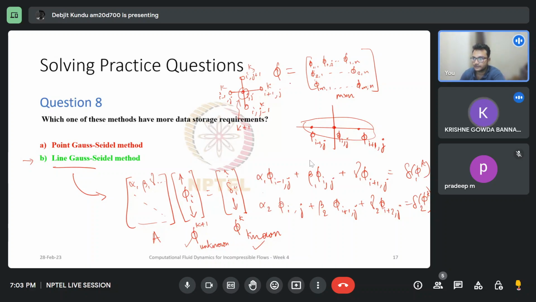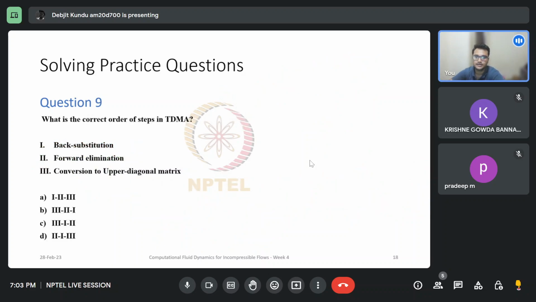Here only one matrix is enough. Here actually two matrices are required. Okay, sir. Got it. Any other questions? Okay, so let's move on. We'll move on to question number 9.